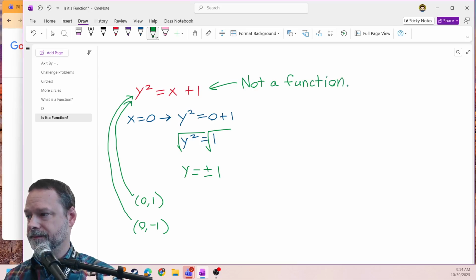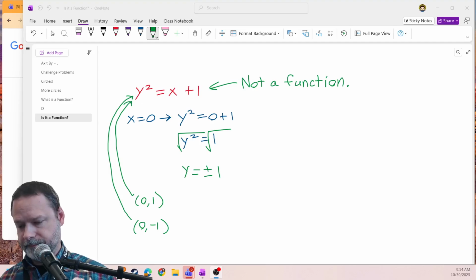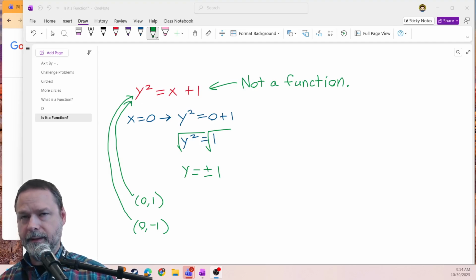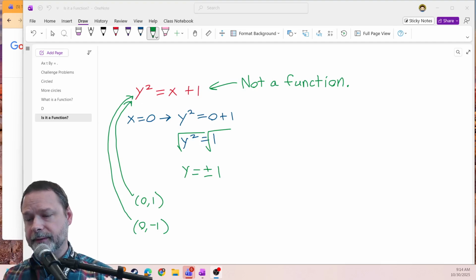All right. Now in the next video, I'm going to talk about something called the vertical line test. And it makes a lot of sense. The vertical line test is where we imagine a vertical line going through the graph of our function, and we can decide if something's a function that way if we know what the graph looks like.